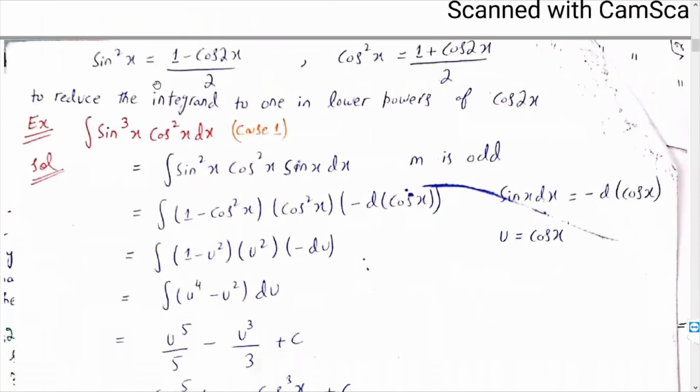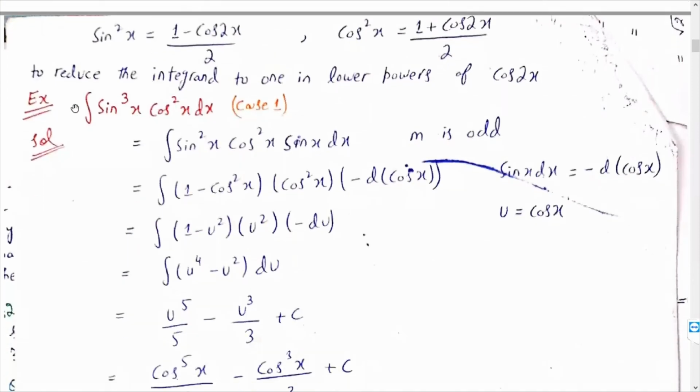Now what we will do is we'll split it into two terms. As it is sine cube x, we can write it in the form of sine square x into sine x, and cos square x is here. Now, sine square x can be written as 1 minus cos square x. Cos square x is the same, and sine x dx can be written as minus d of cos x.